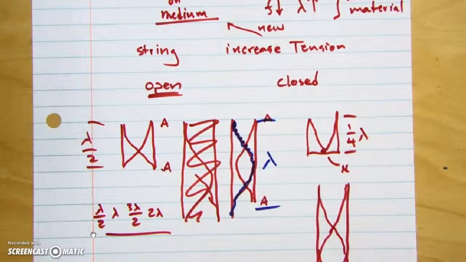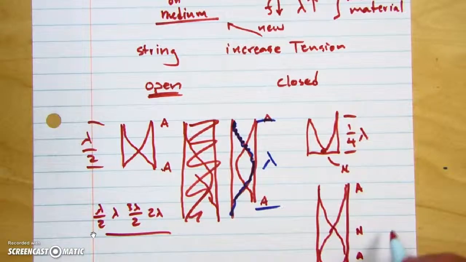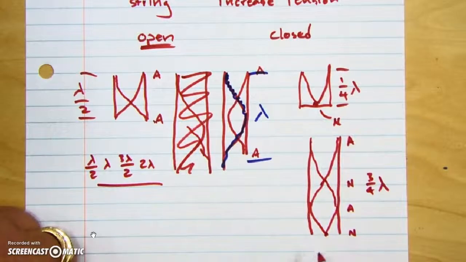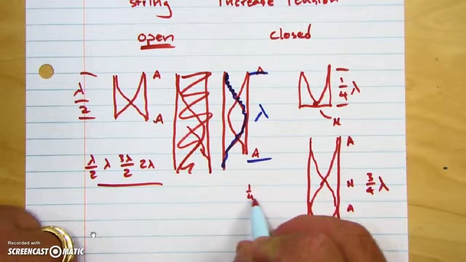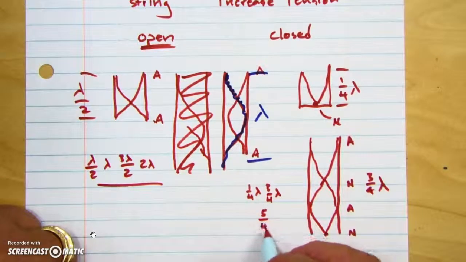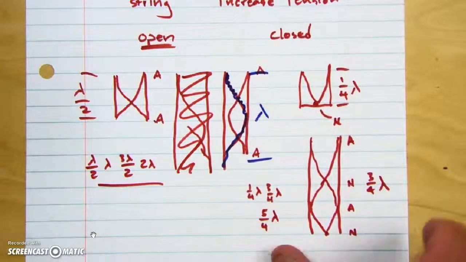Now, the key thing here is we have node, antinode, node, antinode. This turns out to be 3/4 of a wavelength. So again, I'm going to get this pattern here. I'm going to get 1/4 lambda, 3/4 lambda, 5/4 lambda, 7/4 lambda, etc. Now I'm going to get maximum vibrations at the top. This is one of the ways musical instruments work.